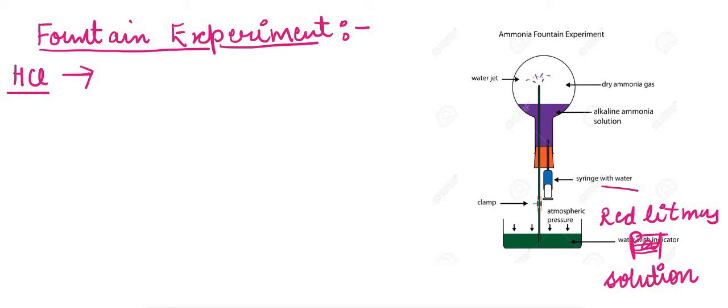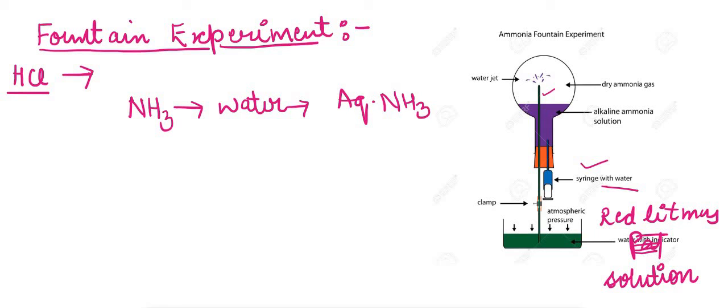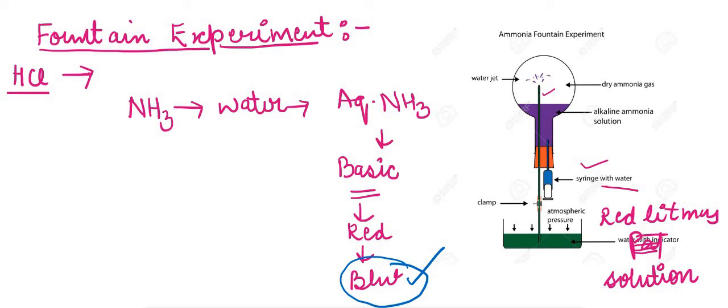The same round bottom flask is filled with ammonia gas. The mouth of the flask is fitted with a rubber stopper with two holes. One hole is for the jet tube, and the second is for the syringe containing the water. We pump in the water, and we know that NH3 is highly soluble in water, and aqueous ammonia is formed, which is basic in nature. It reacts with the red litmus solution and converts the red litmus solution to blue. A trough containing the red litmus solution is present.